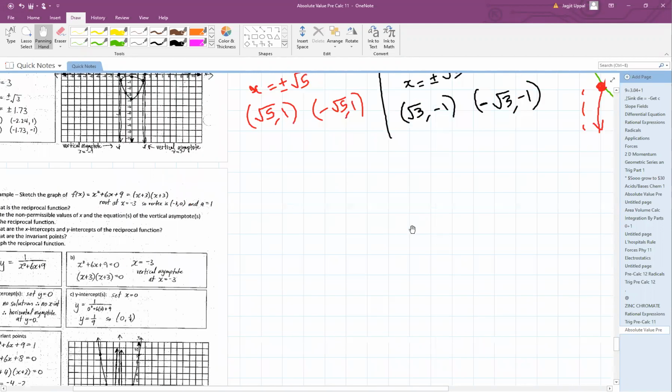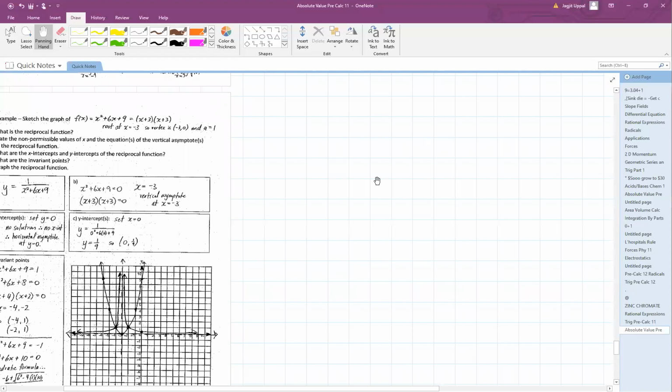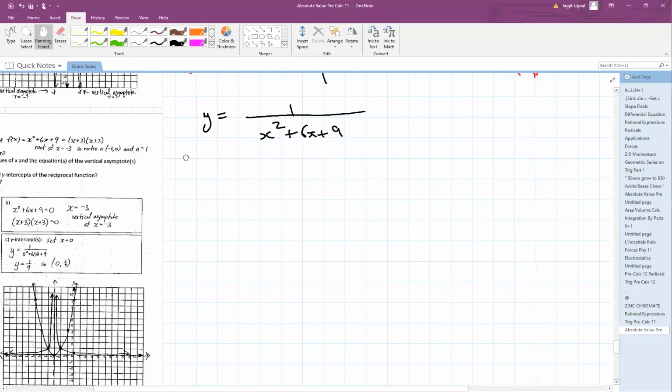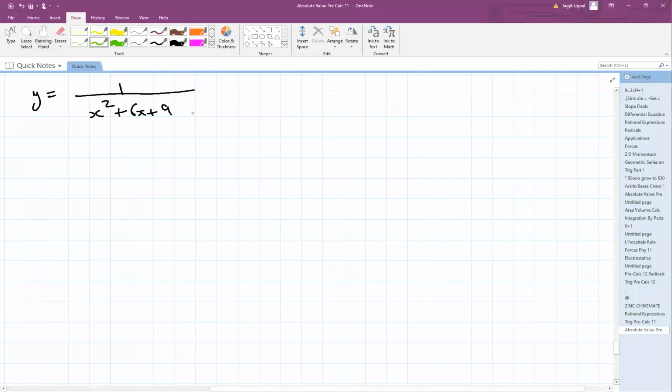Do you want to do maybe one more question before you leave? Okay. So if I give you 1 over x squared plus 6x plus 9, and I ask you to graph this, what's the first thing you're going to do? You're just going to graph the bottom first, which is x squared plus 6x plus 9.